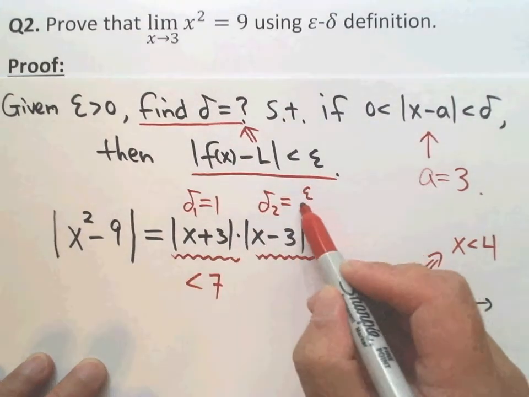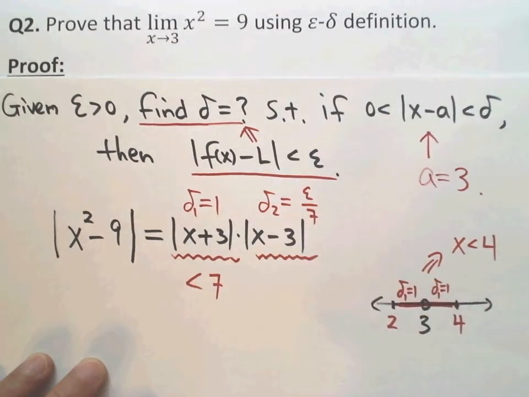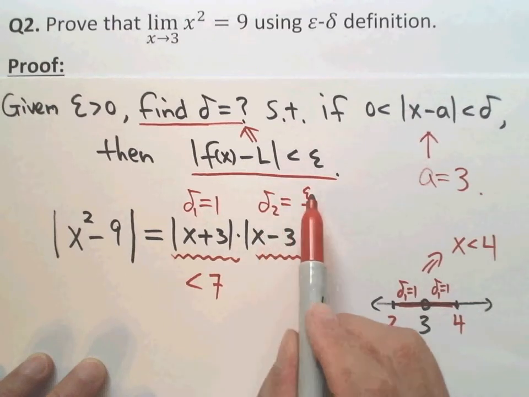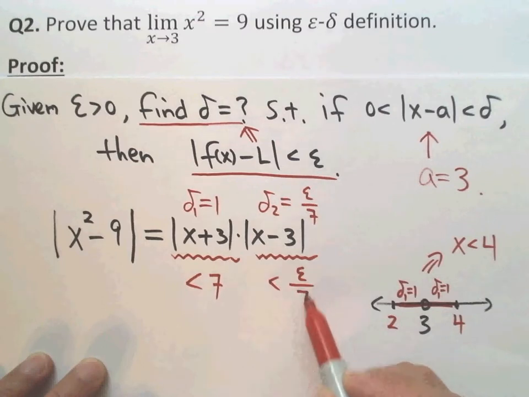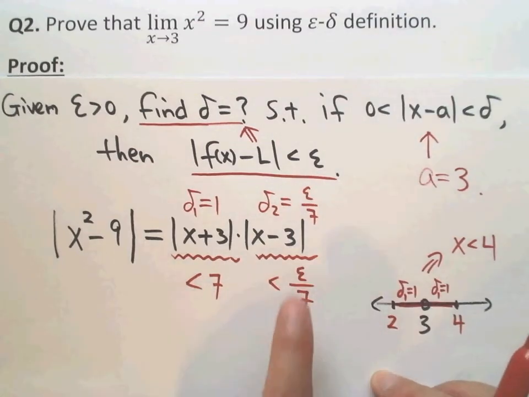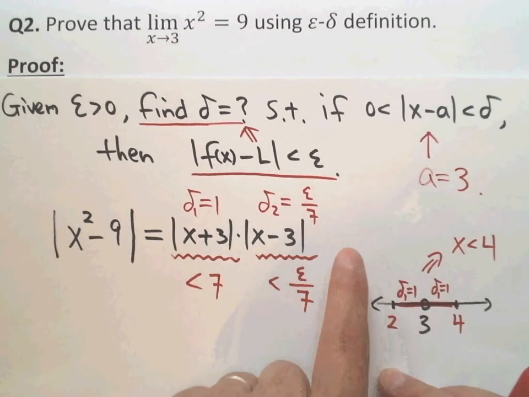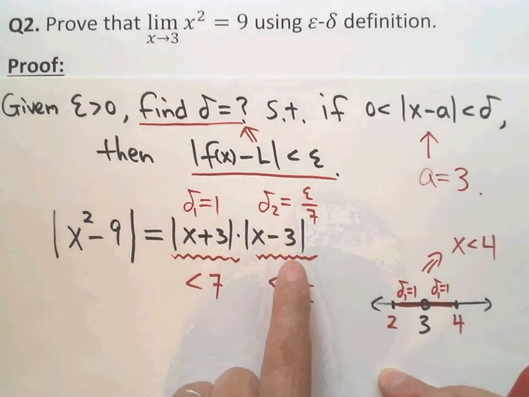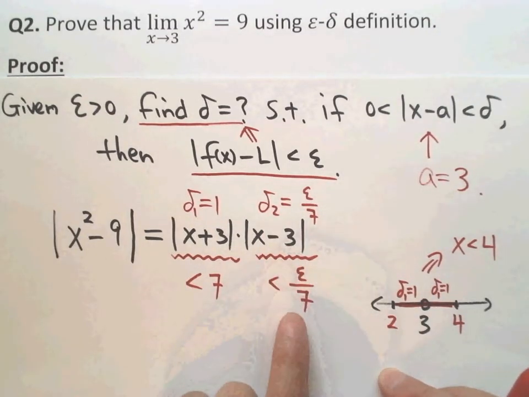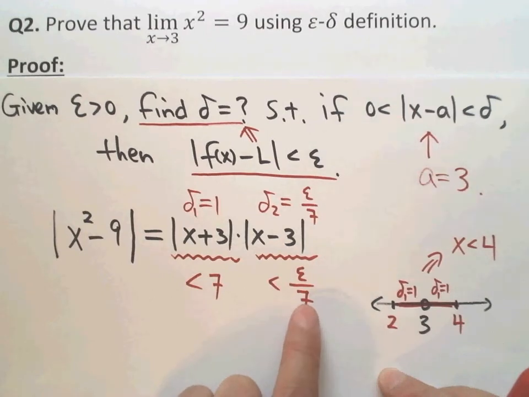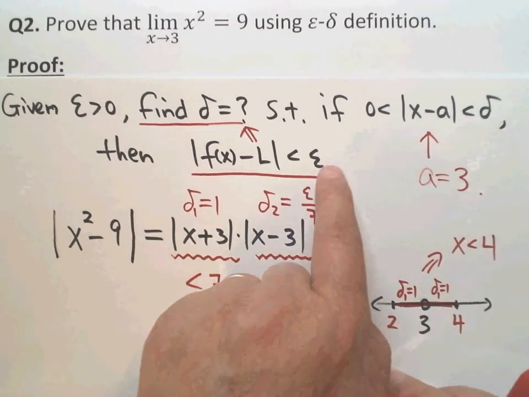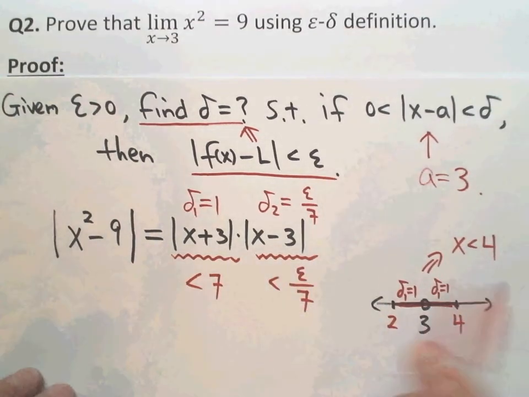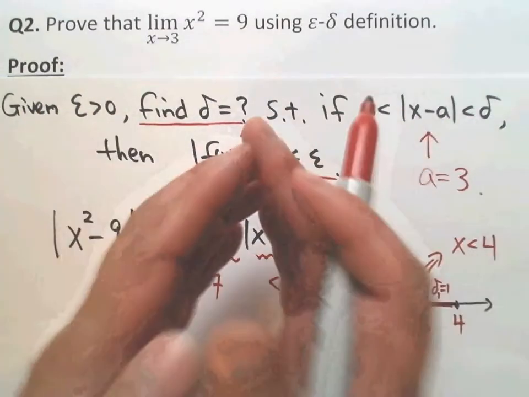Imagine I pick delta 2 equals epsilon over 7. What does it mean? If the absolute value of x minus 3 is less than delta 2, which means less than epsilon over 7, can you see the second term is less than epsilon over 7? If we pick delta 2 this, when x is in the delta 2 neighborhood of 3, the second term is less than epsilon over 7. Why do we pick this? Because then the first term times the second term goes to epsilon.